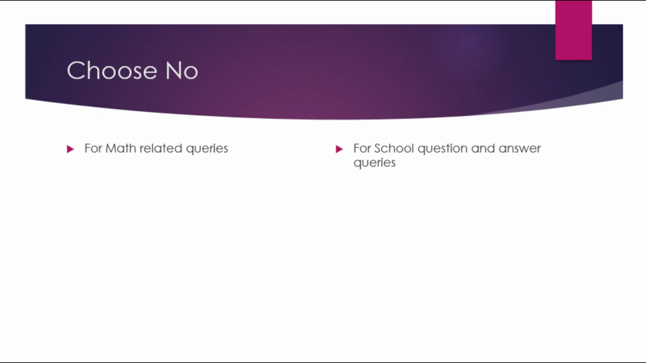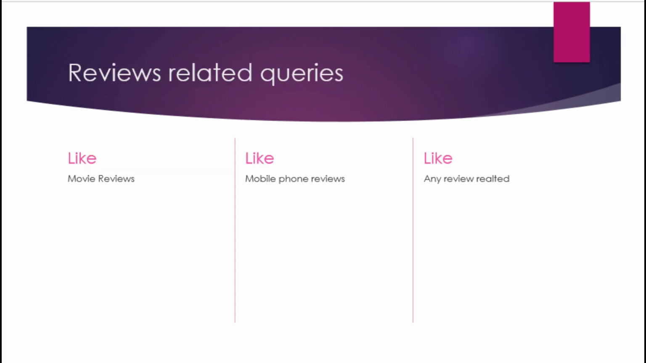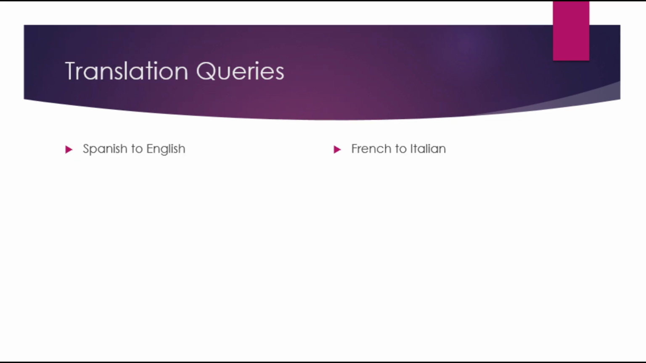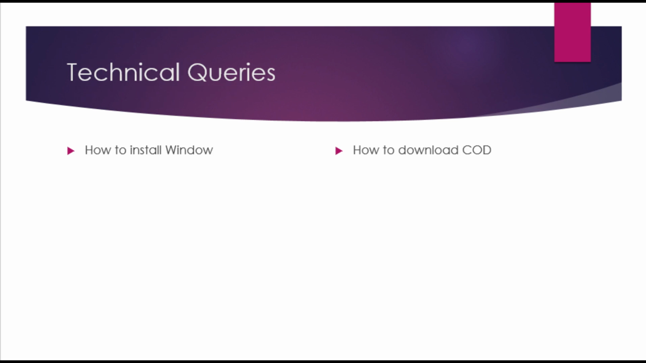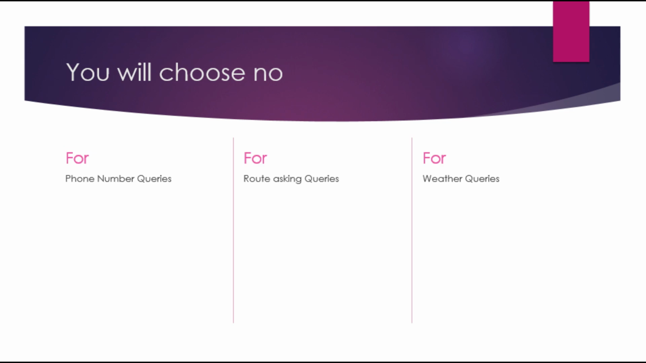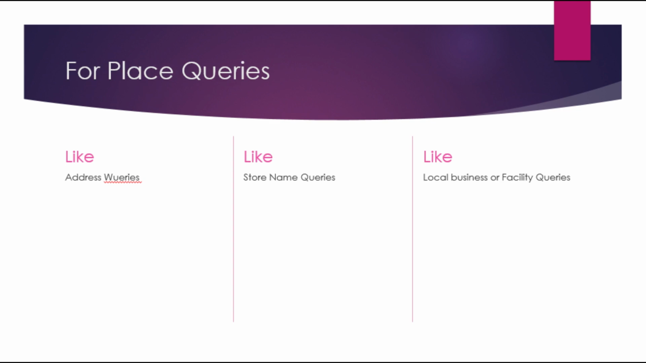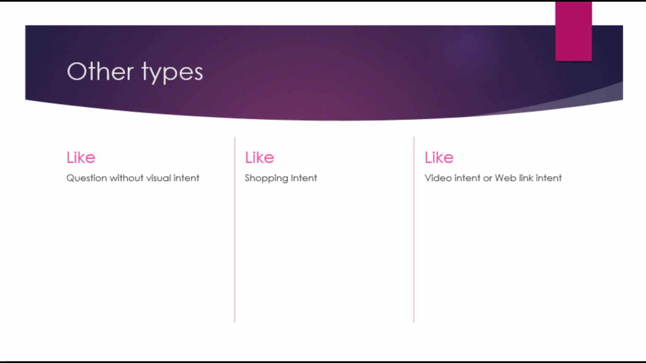For school question and answer queries, for math related queries, for review related queries like movie reviews, mobile phone reviews, any review related query will be marked as no. For translation queries like English to Spanish, French to Italian, etc. For technical queries like how to install Windows, how to download Call of Duty, etc. For phone numbers and asking for route, weather queries will be marked as no. Local place queries like addresses, retail store names and local businesses or facilities will be marked as no. Other than this, if a query is a question without visual intent, a shopping intent, video intent or web link intent, it will be marked as no.